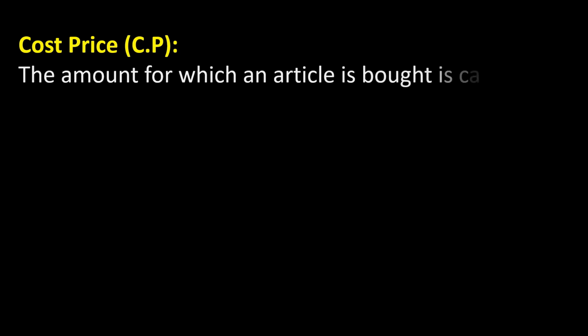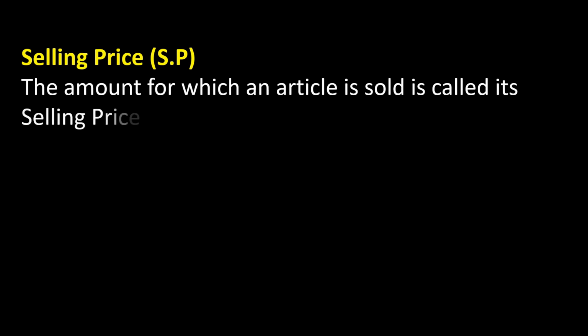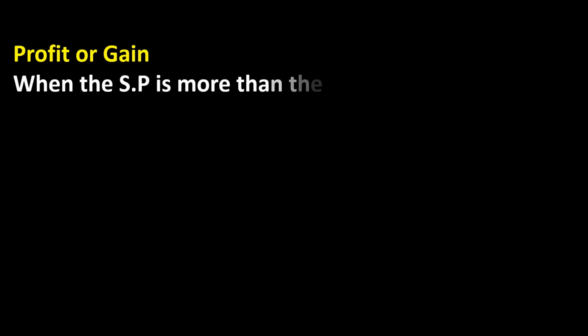First, what is cost price? The amount for which an article is bought is called cost price. Next, what is meant by selling price? Selling price means the amount for which the article is sold. So, cost price means the amount for which an article is bought. Selling price means the amount for which an article is sold.